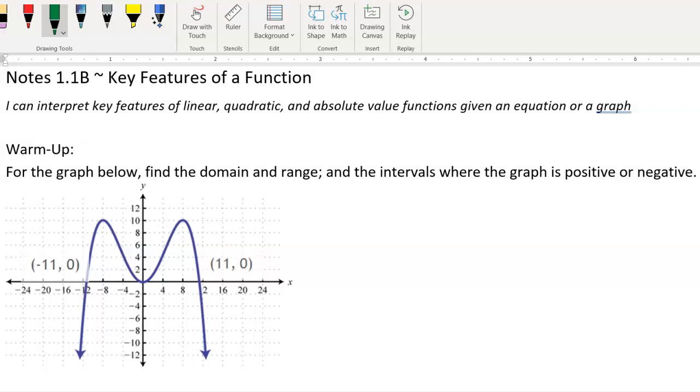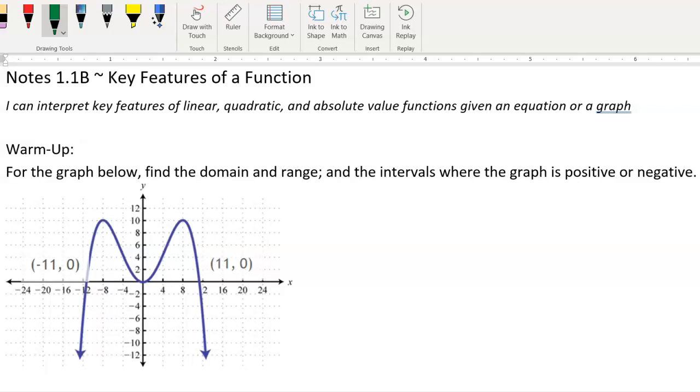So this warm-up will be a good refresher for what you would have watched in the previous video or done in the previous lesson. So I want you to pause the video and attempt to find the domain and range and the intervals where the graph is positive or negative. Remember those intervals where it's positive or negative? We describe those intervals using the x-axis. So just a reminder about that. So why don't you go ahead and pause the video and hit play when you're ready to check to see how you did.